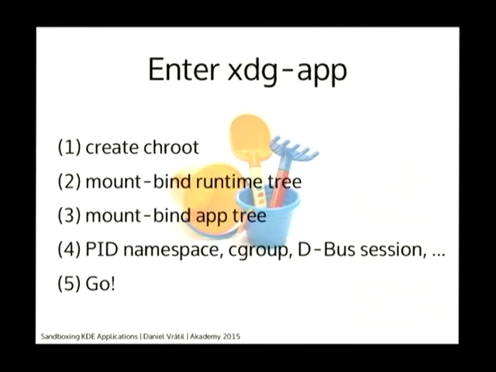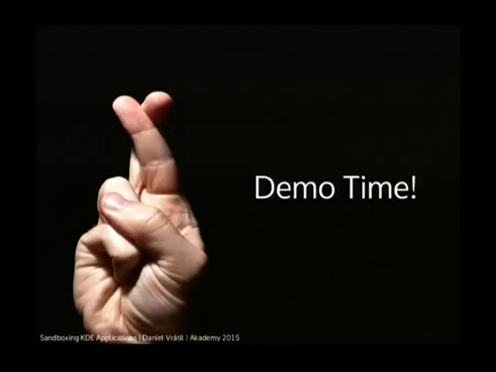Then it mounts the application into the /app folder, and when this is done, it uses all these awesome weird things that the kernel provides us with and other security tools. So we do PID namespaces, it creates a C group, it creates its own D-Bus session. Hopefully when you have KDBus, this will be much easier, but still. And some Linux contexts and whatnot to make it kind of secure, and then it runs the application. So, demo time!